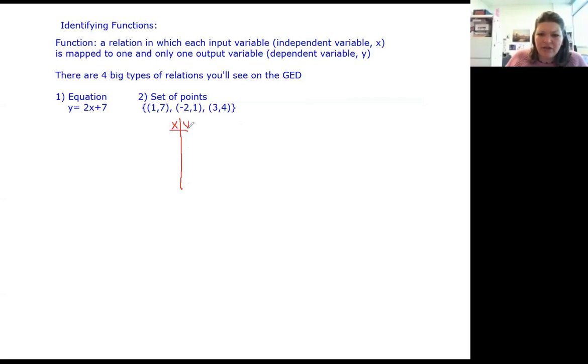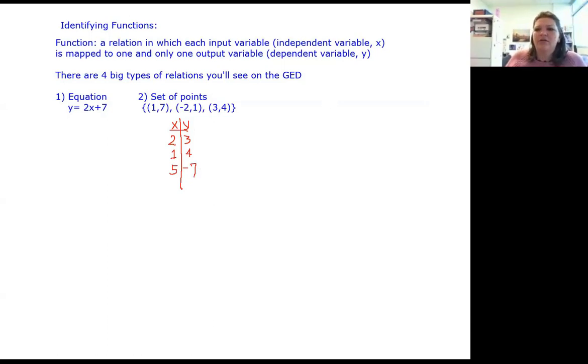where we call this a T-table frequently, where I have an X on one side and a Y on the other, and they give me some number in X and a number in Y. So that right there is the point (2, 3) or (1, 4). So just another way you might see a set of points being presented, in a T-table. Does that make sense?